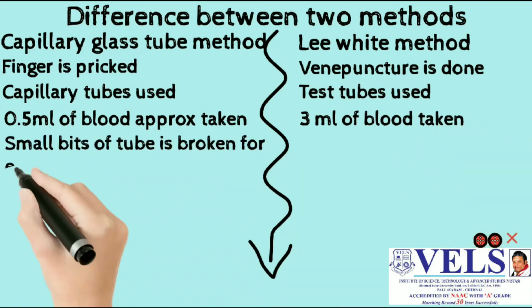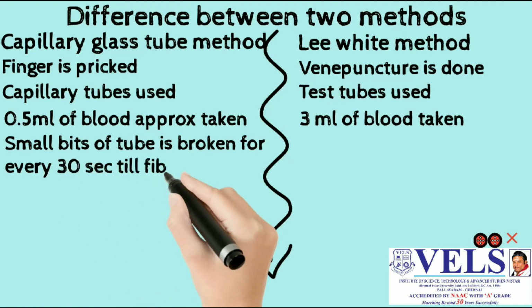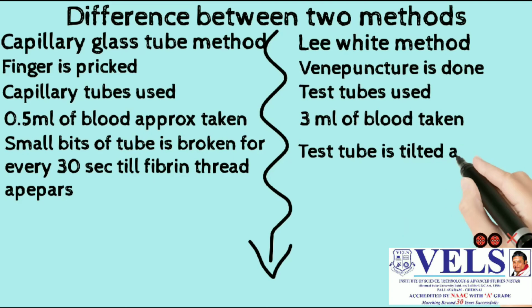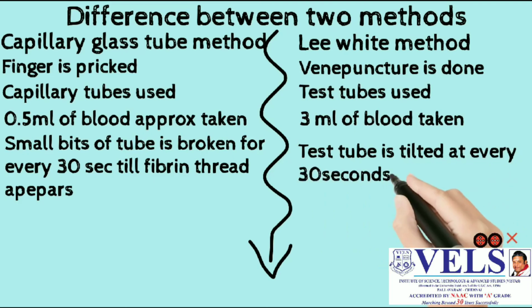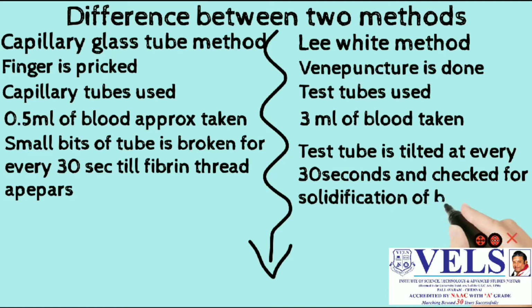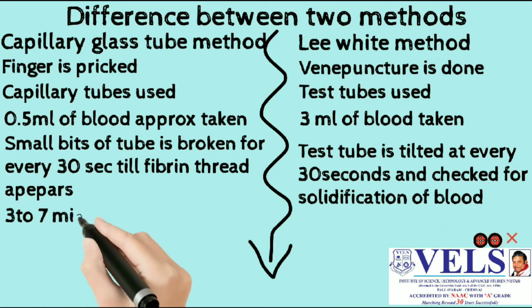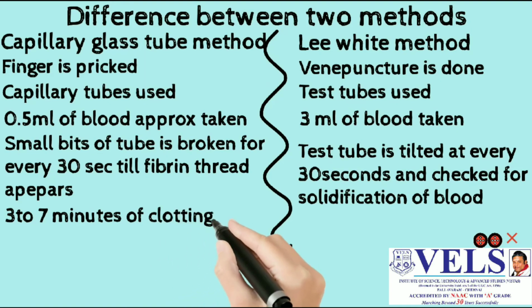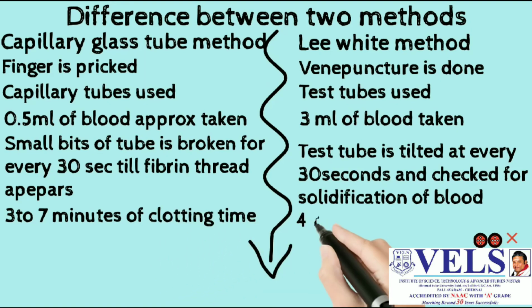In the capillary method, small bits of the tube are broken every 30 seconds till the fibrin thread appears. In the Lee-White method, the test tube is tilted every 30 seconds and checked for solidification of blood. The clotting time is 3 to 7 minutes in the first, and 4 to 11 minutes in the second.